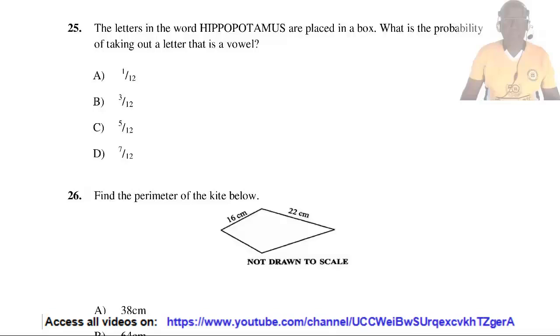Question 25. The letters in the word hippopotamus are placed in a box. What is the probability of taking a letter that is a vowel? The total number of letters in the word hippopotamus is 12. And the vowels are 1, 2, 3, 4, and 5. So 5 over 12. So the answer is C.